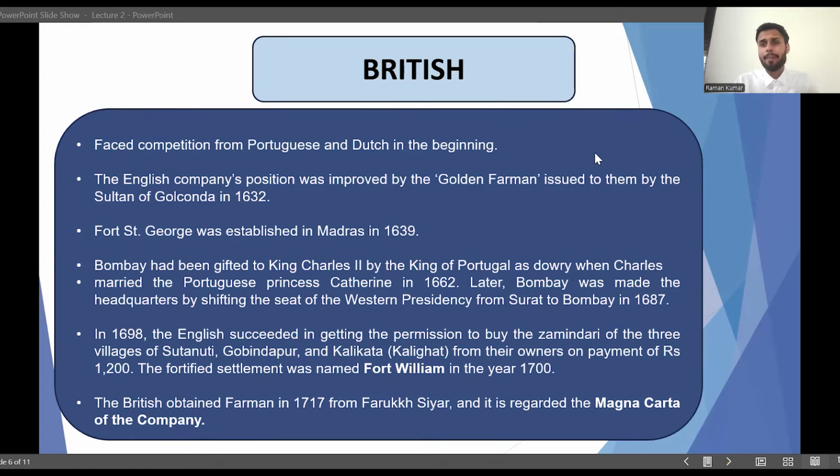So it really gave a boost to the British East India Company and harmed the interests of its other competitors, such as the French. We will come to that part later. But you have to remember this fact very, very carefully. The Magna Carta for the British was the imperial farman of Farrukh Siyar received in 1770.